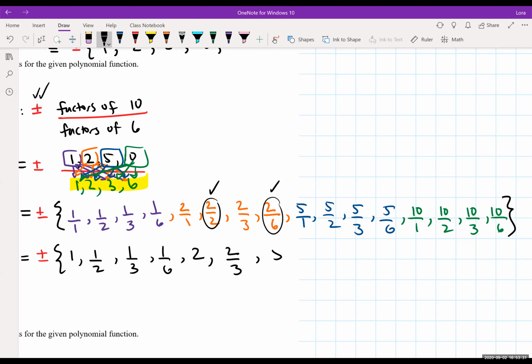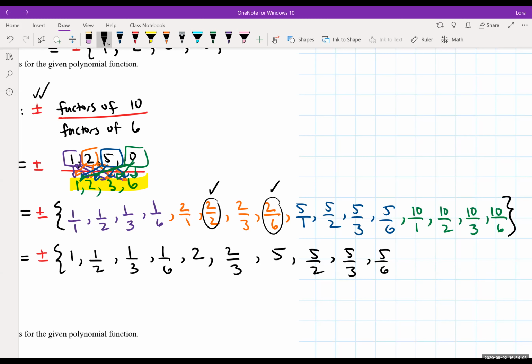5 over 1 is 5. We have not written that down. We're still good to go. We have a few more factors to go. Okay, so 5 over 1 is 5. Patience, please. We're almost there. Okay, so 5 over 2. We haven't written that down yet, so we're good to go. 5 over 3, 5 over 6. We are almost there.